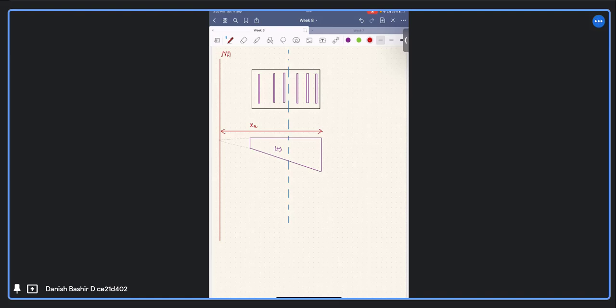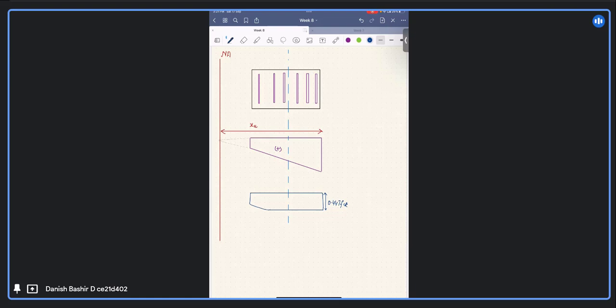And the whole column will be in compression, so the stress block will look like this, the one shown here. The whole stress block is in compression. It will be 0.447 FCK, like this, and here it will be 0.447 FCK.